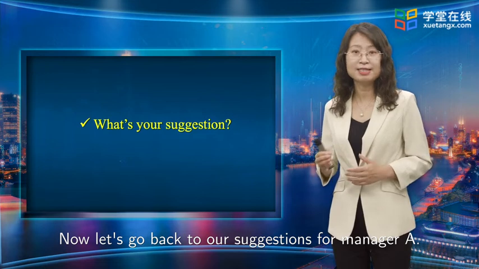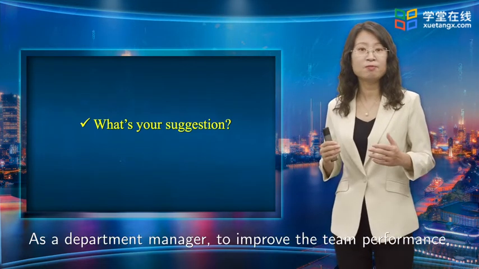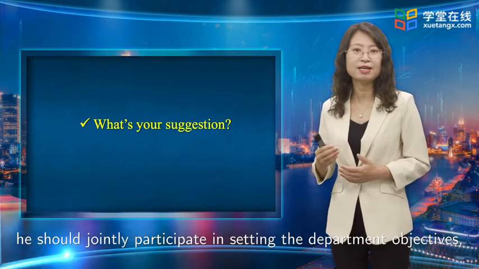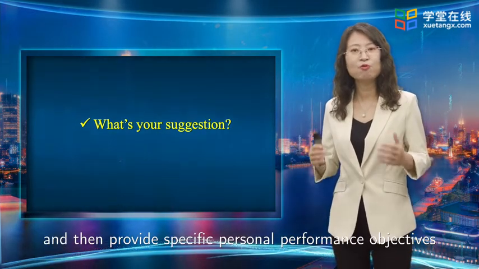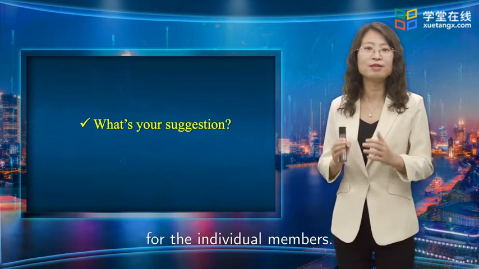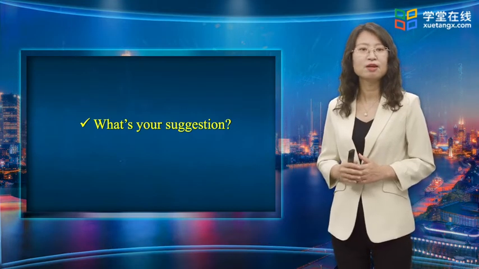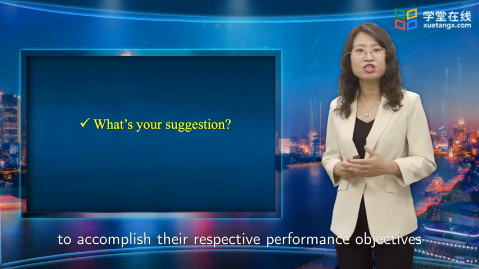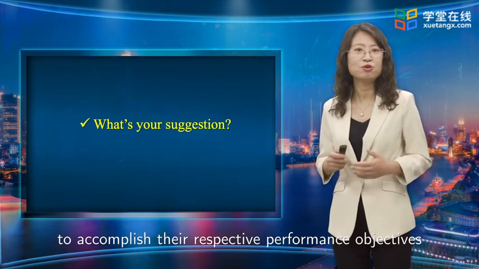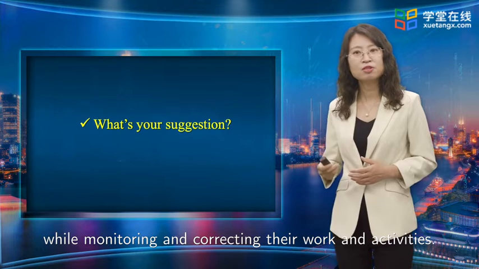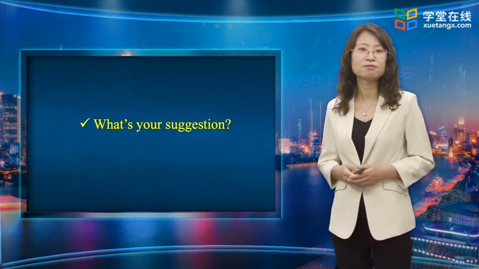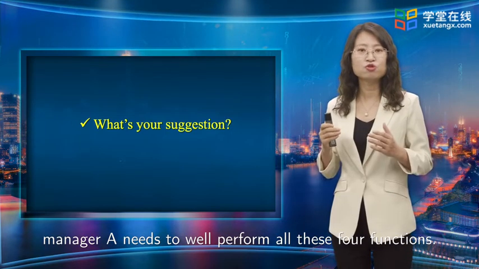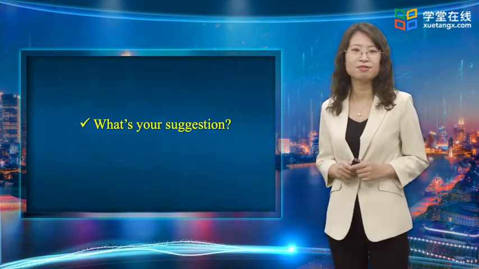Now let's go back to our suggestions for Manager A. As a department manager, to improve the team performance, he should jointly participate in setting the department objectives and then provide specific personal performance objectives for the individual members. Besides that, Manager A still needs to motivate and help other team members to accomplish their respective performance objectives while monitoring and correcting their work and activities. All in all, in order to improve team performance, Manager A needs to well perform all these 4 functions.